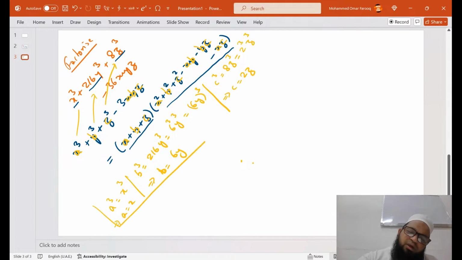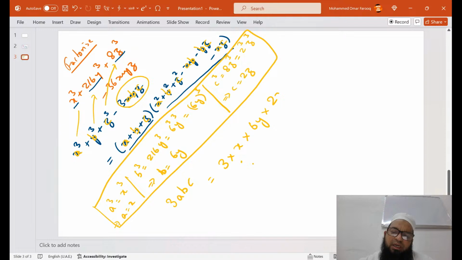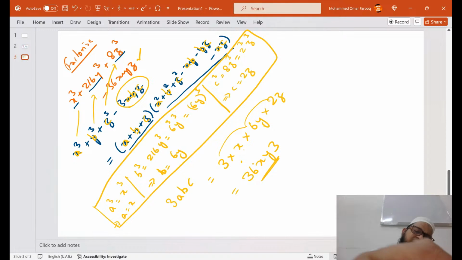Now when we got this a, b, c, what are we supposed to do, my dear students? We have to check the last term, whether it is getting satisfied or not. So what is that last term? 3abc. That is equal to 3 times a, which is x, b, which is 6y, and c, which is 2z. So that is 3 sixes are 18, 18 twos are 36, xyz. So is it satisfied? Yes, it is satisfied.